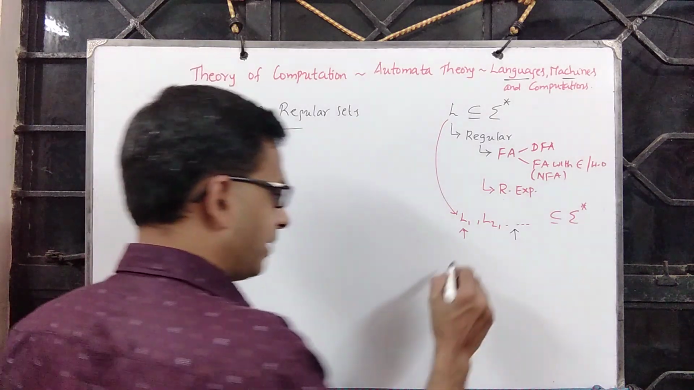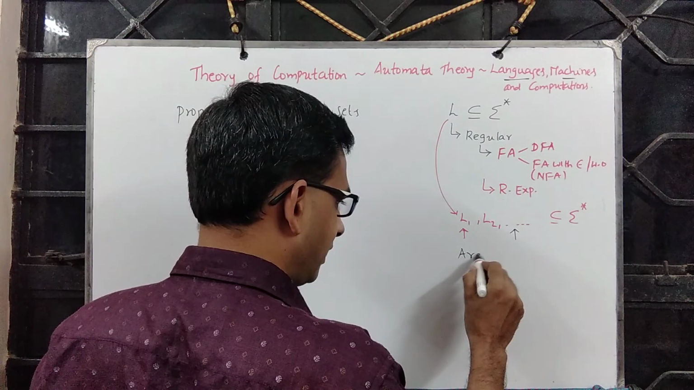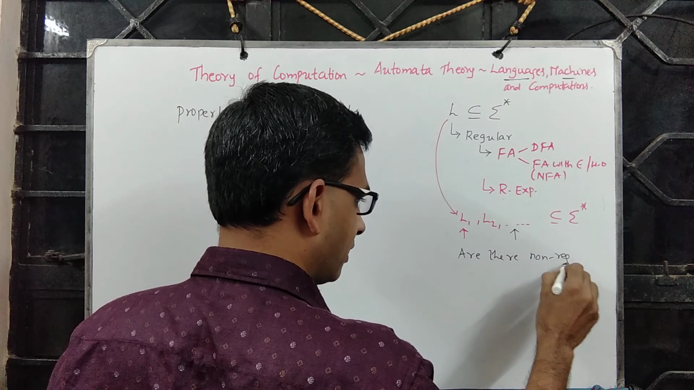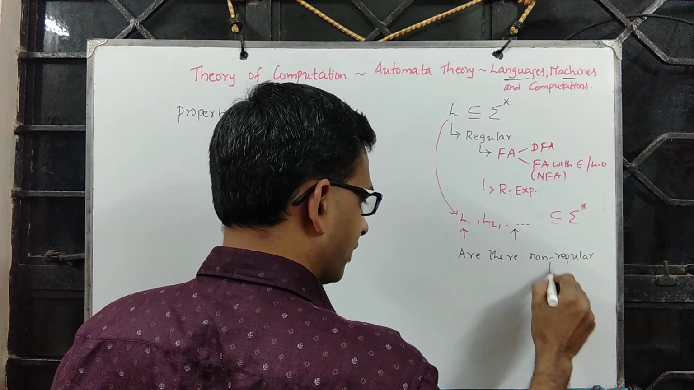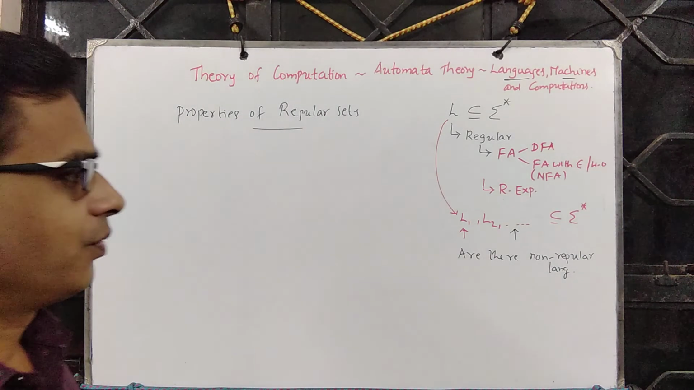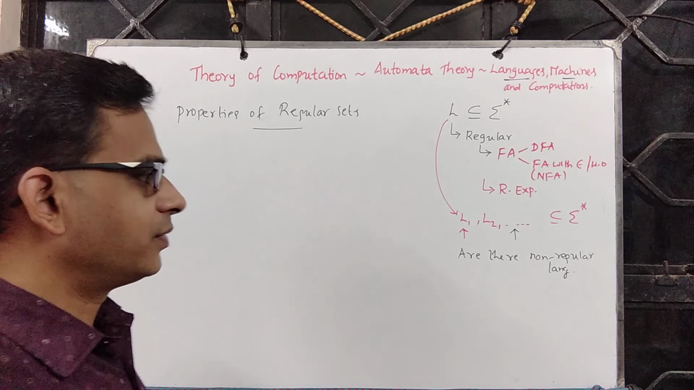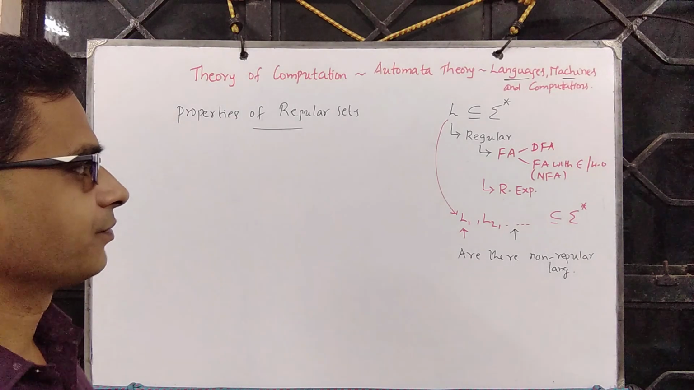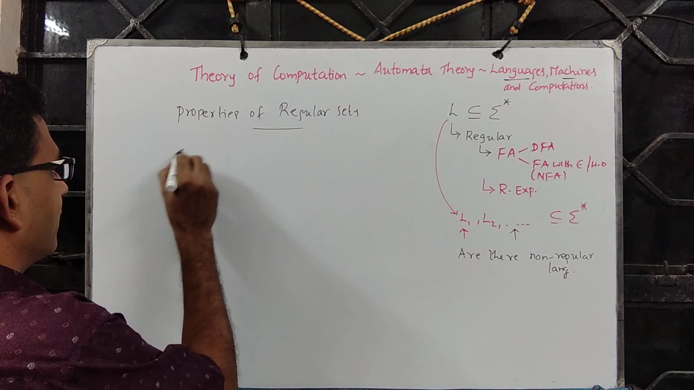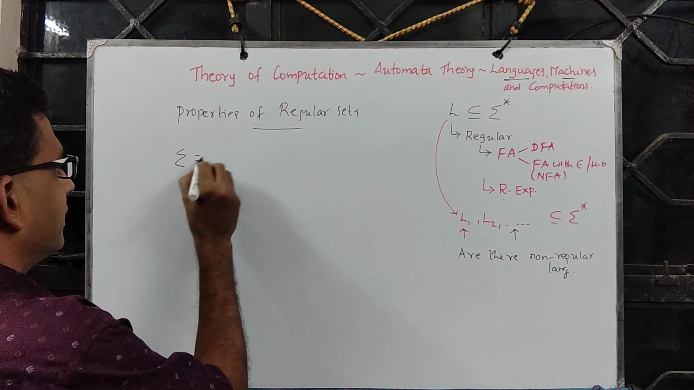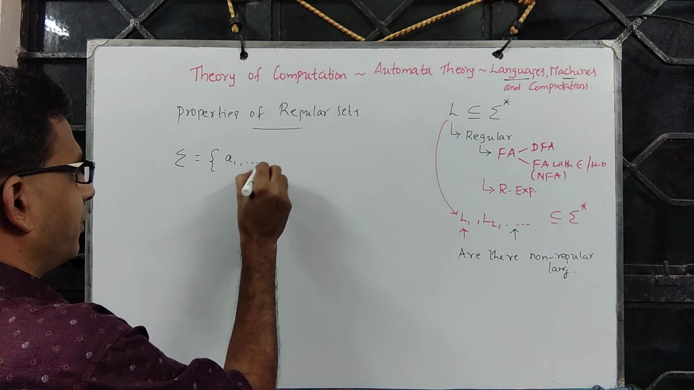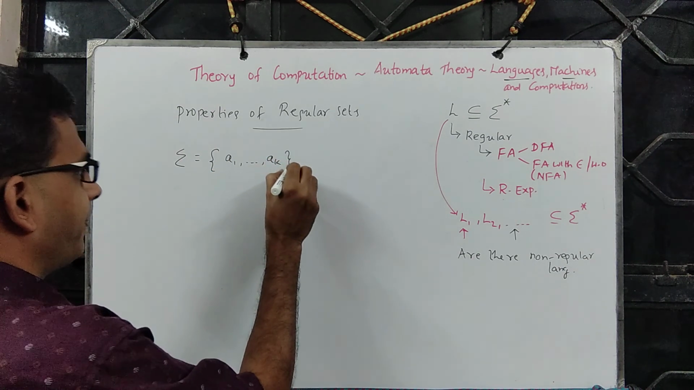So now the fundamental question is, are there non-regular languages? One can look at it from two perspectives. Let's look at sigma. Sigma is a finite alphabet. It consists of some symbols, A1 to AK.